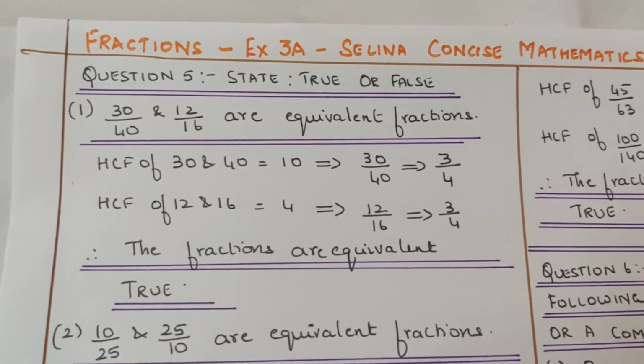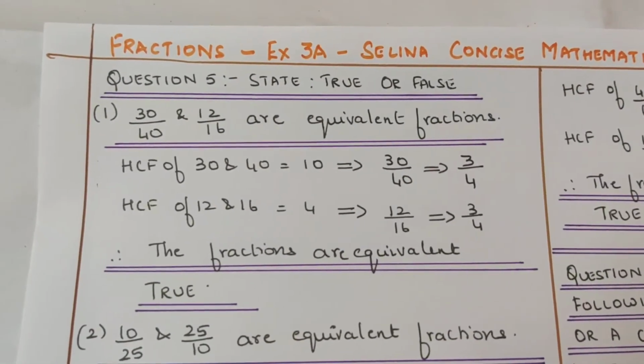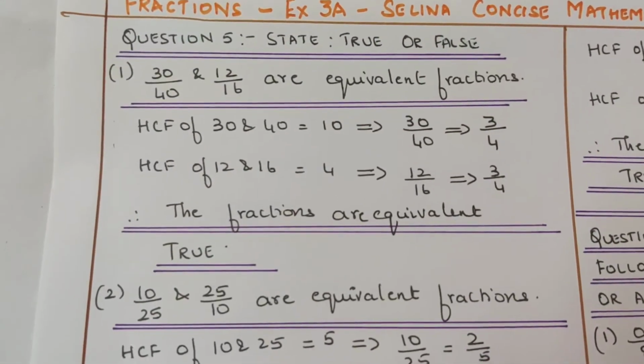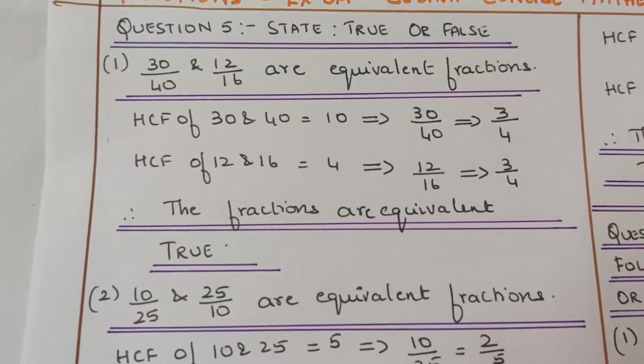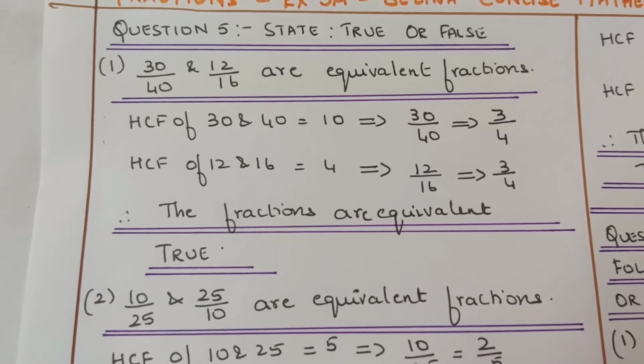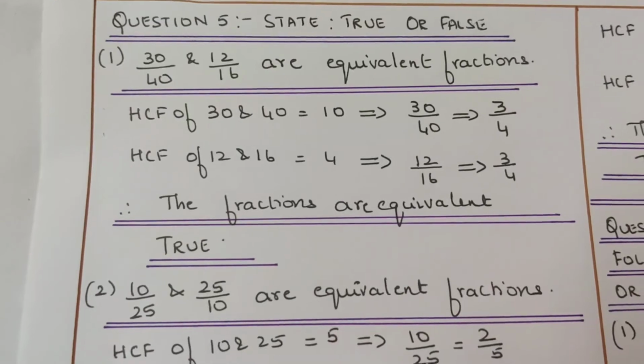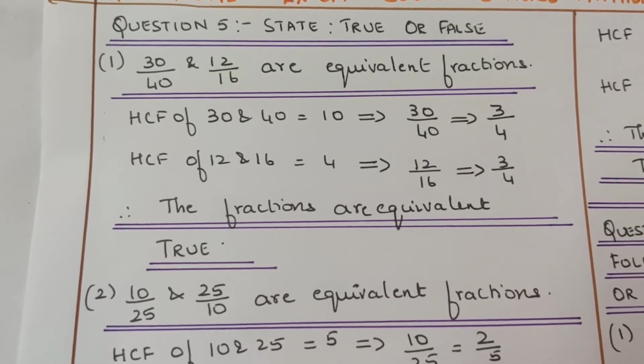Now let's move on to question number 5. State true or false. 30 by 40 and 12 by 16 are equivalent fractions. What do you do here? You find the HCF of 30 and 40, which is 10. The HCF of 12 and 16 is 4. You try to reduce both the fractions into the lowest term.